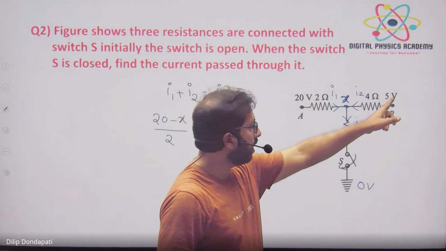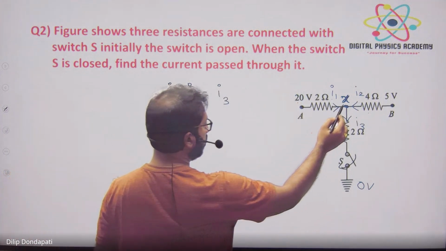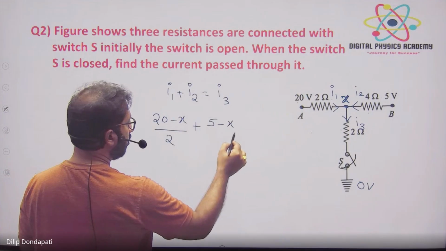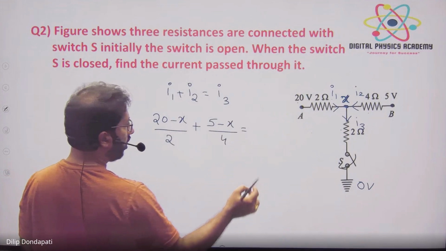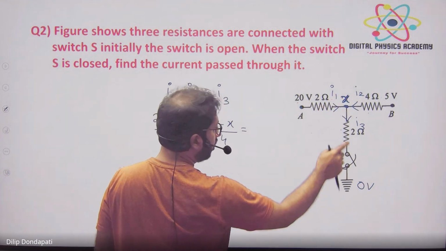Current will flow from higher potential to lower potential. So one is X potential, one is 5 volts potential. Tell me, 5 minus X by 4. Current is flowing from higher to lower, so this is 0, this is X.